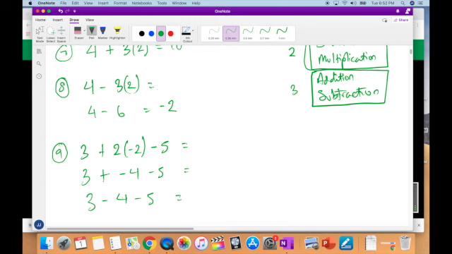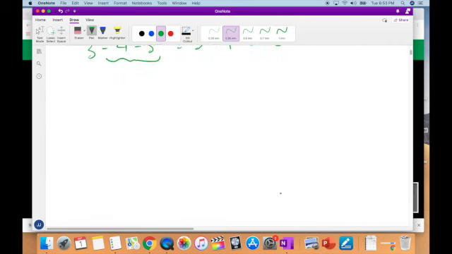3 minus 4. Well, these two have the same signs. So I can leave the 3 and I could just add these two. 5 and 4 is 9. And the same signs, so I keep the sign. But now these two have different signs. So what I do is I find the difference, which is 6, and I keep the sign of the larger number. Everybody okay with that? Alright.